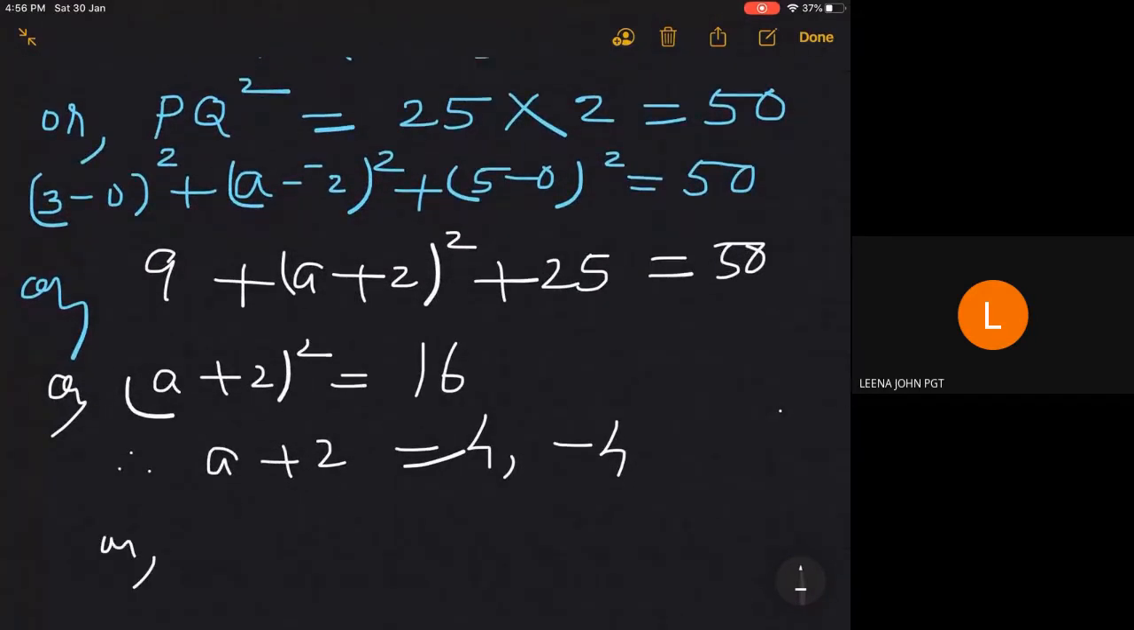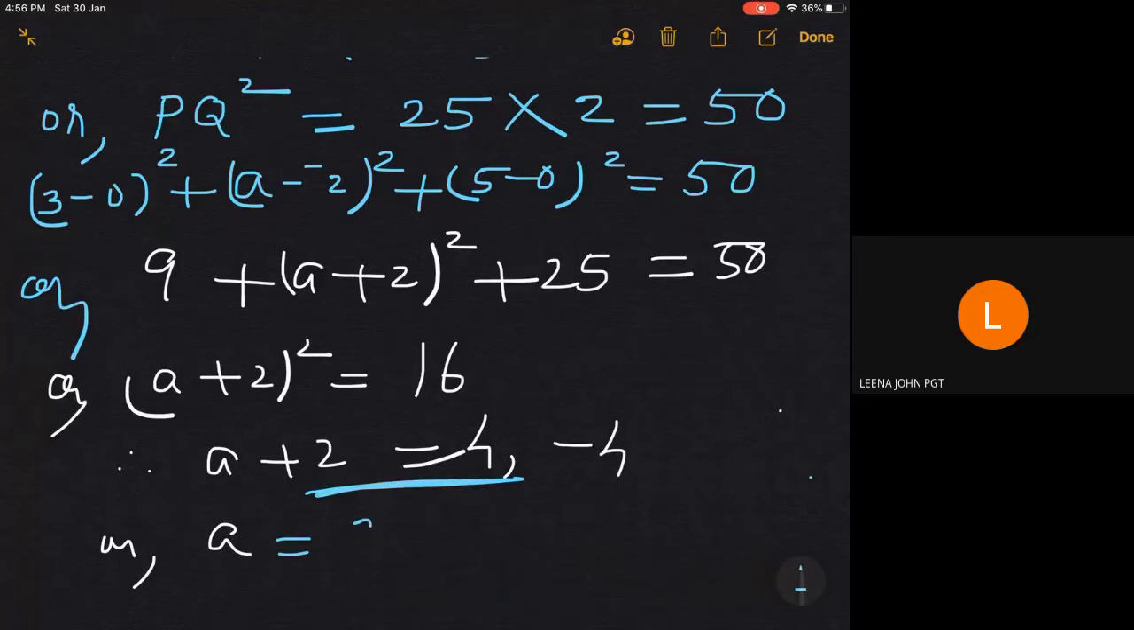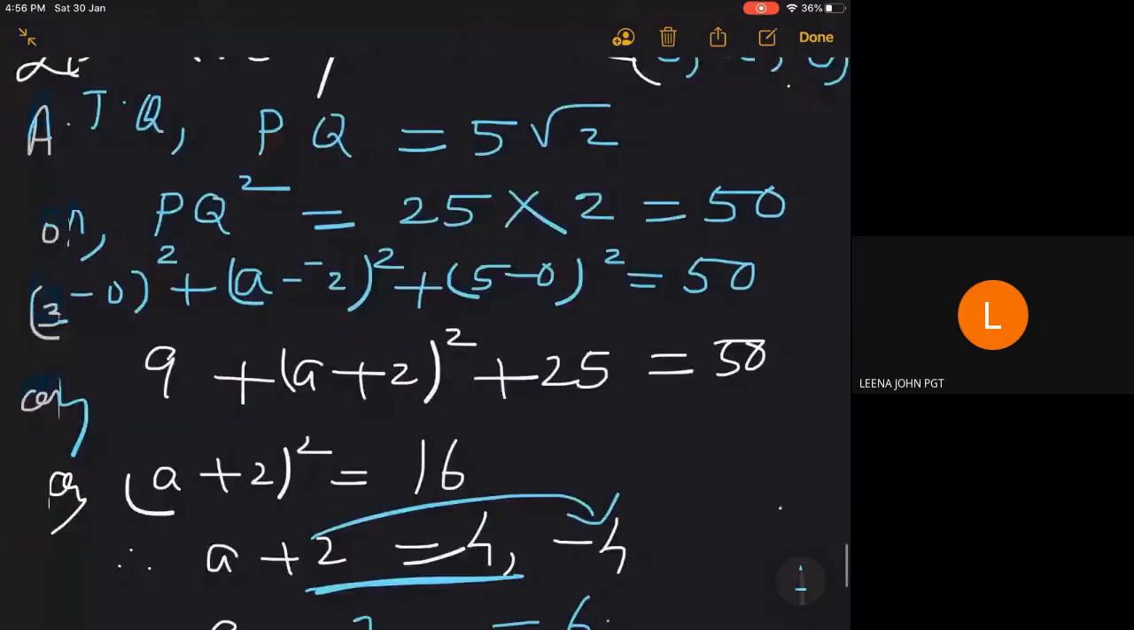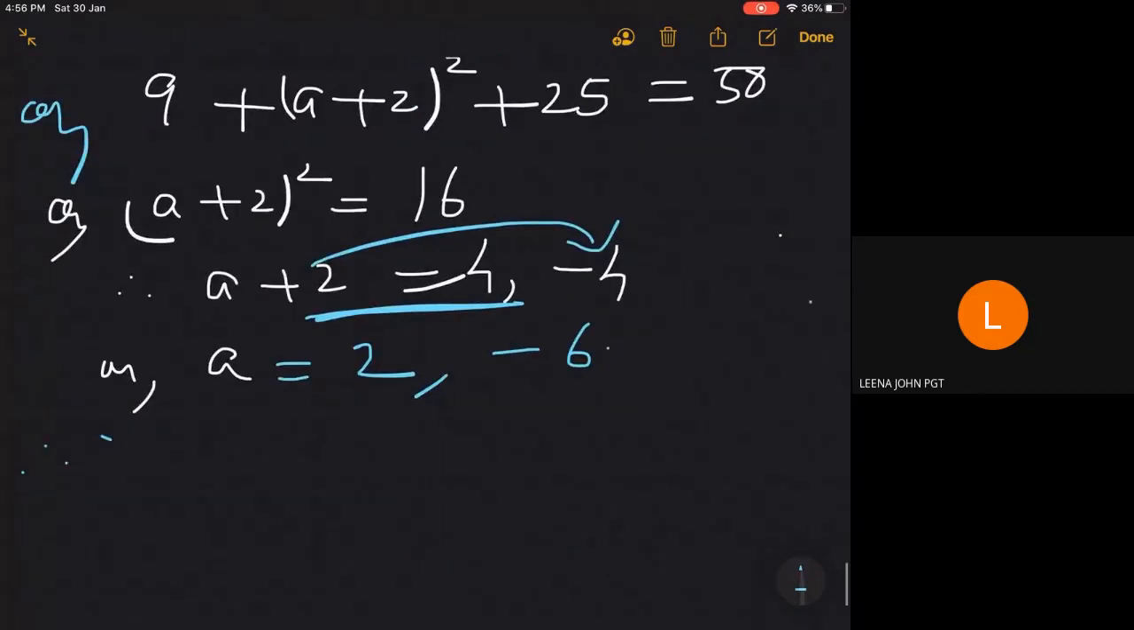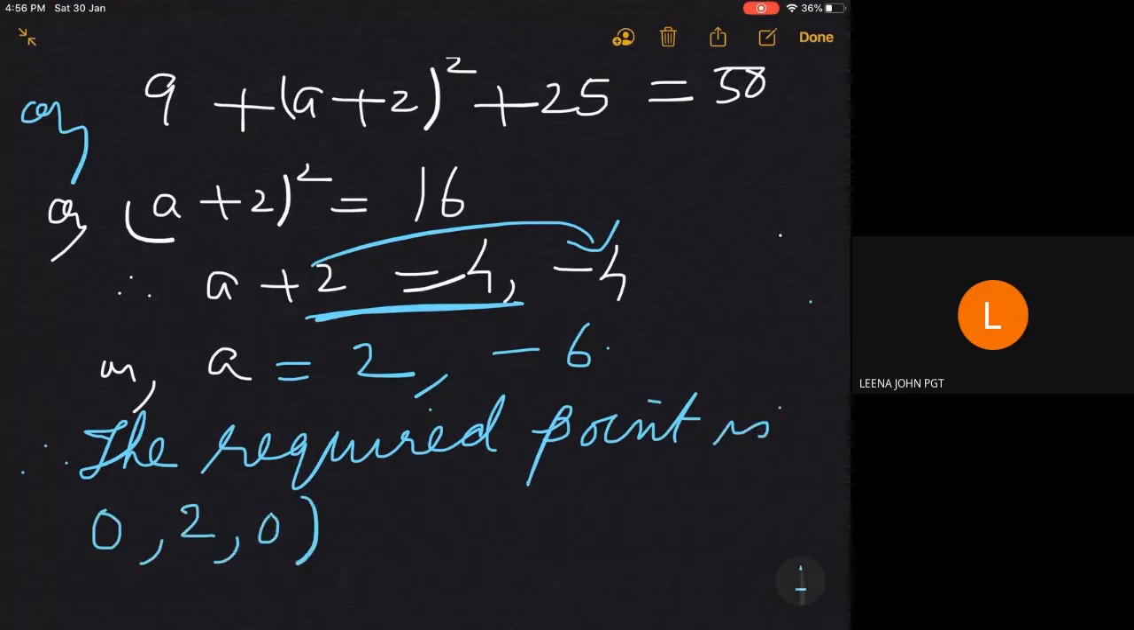So you are getting two values for a. The first value is a equals 4 minus 2, that is 2. And if a plus 2 equals minus 4, a equals minus 6. So the coordinates of Q, that is the required point, can be either (0, 2, 0) or (0, -6, 0).